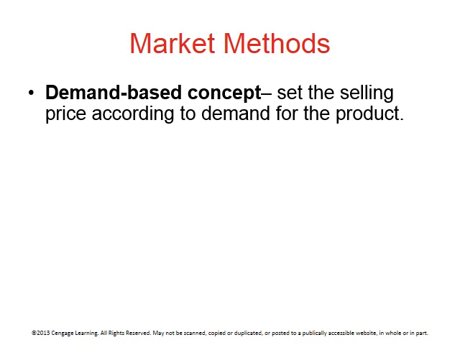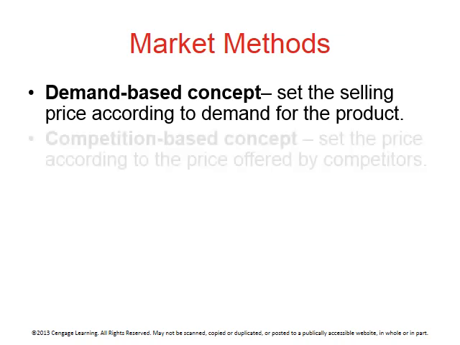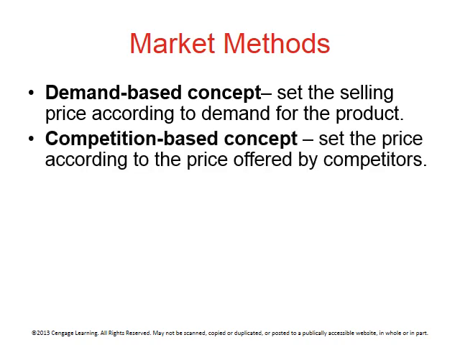So market methods, first one is the demand-based concept. So we set the selling price based on the demand. So if something's in real high demand, maybe we can set the price a little bit higher. Competition-based, we look at our competitors and set the price according to what our competitors are pricing the product at.